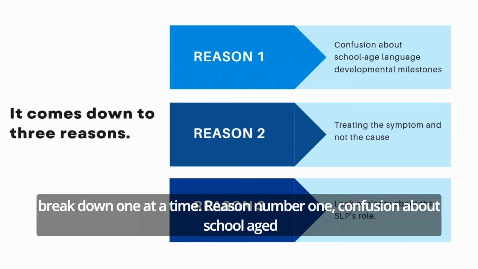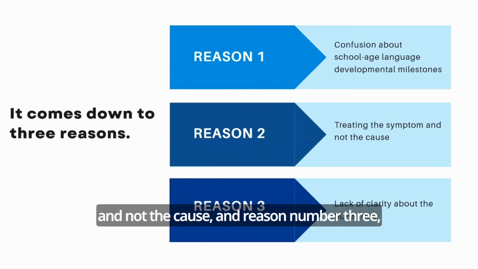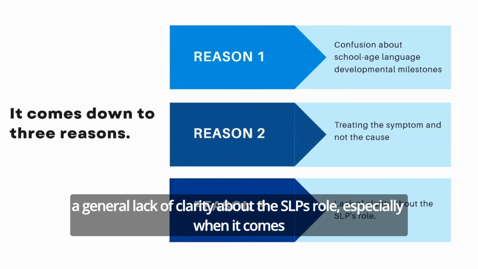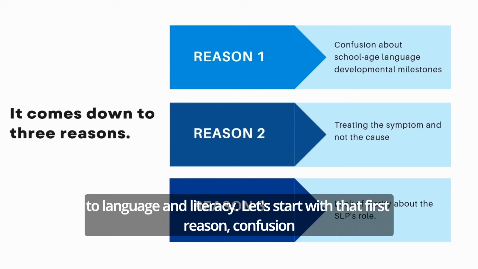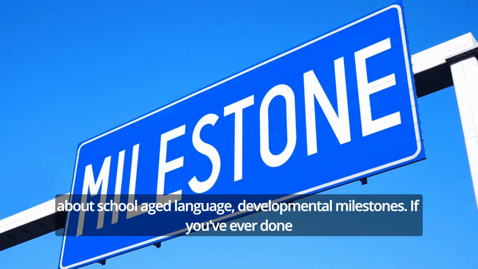Reason number one, confusion about school age language developmental milestones. Reason number two, treating the symptom and not the cause. And reason number three, a general lack of clarity about the SLP's role, especially when it comes to language and literacy. Let's start with that first reason, confusion about school age language developmental milestones.